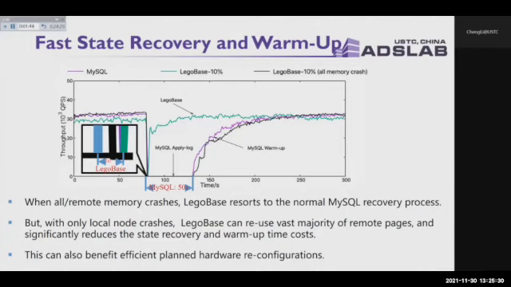Finally, because of this nice feature, LegoBase can benefit efficient planned hardware reconfiguration. For example, we can move a Docker container running MySQL from one machine to another because you only have a few items cached locally. It is almost stateless. We should thank the RDMA connections for all this.